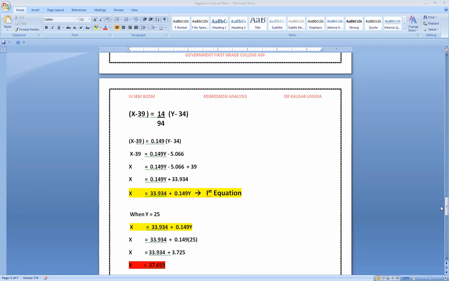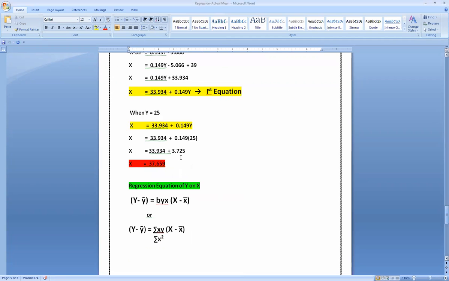So here we are going to substitute the value of y to calculate the x value. When y equals 25, we need to substitute the value in the first equation. x equals 33.934 plus 0.149, in place of y we should write 25 to calculate the x value. When y equals 25, what is the value of x. x equals 33.934 plus 0.149 into 25, the value is 3.725. Add it with 33.934, you get the value of x as 37.659, or you can mark it as 38.